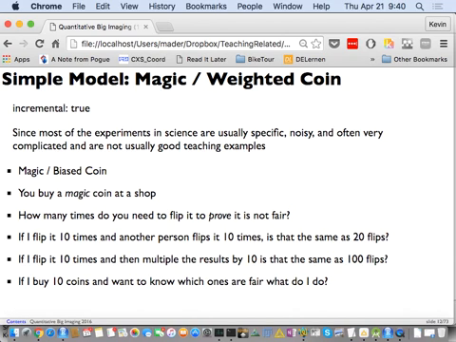So to go to a simple model, I think a lot of these studies can be difficult to follow. To make sure you understand it as well as possible and that you're capable of testing it easily yourself, you have this idea of a magic or a weighted coin. If you have a coin and you flip it, you would expect 50% of the time it to be heads, 50% of the time to be tails. And there's this magic or biased coin. You can buy it at a shop. And the first question is how many times do you need to flip this coin to prove that it's biased?